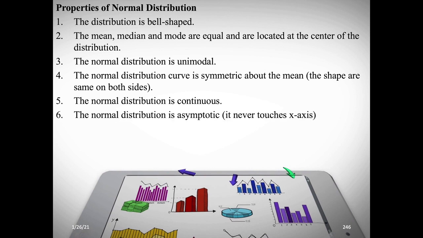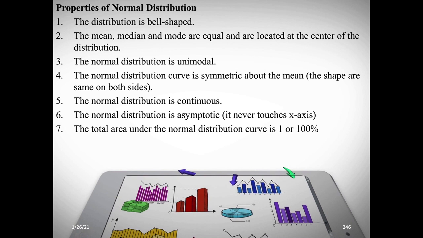And lastly, it is asymptotic. It never touches the x-axis. It will never ever have a value of exactly 0. It can have a value of 0.01, 0.001, 0.0001, or 0.00001 and so on, but it will never ever touch exactly the value of 0. I hope that's clear.